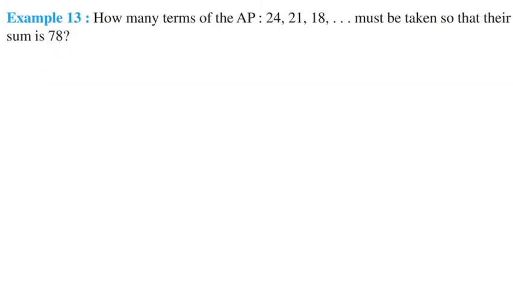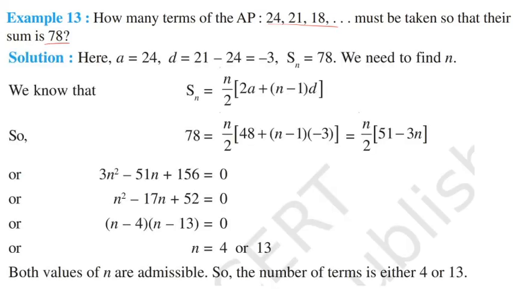Coming to another example, this is the arithmetic progression and we have to find out how many terms we have to take so that the sum is 78, right students? Here we have the value of the first term, the common difference, and the sum, but we have to find the value of n. Similarly, simply replace the values and solve the equation for n.